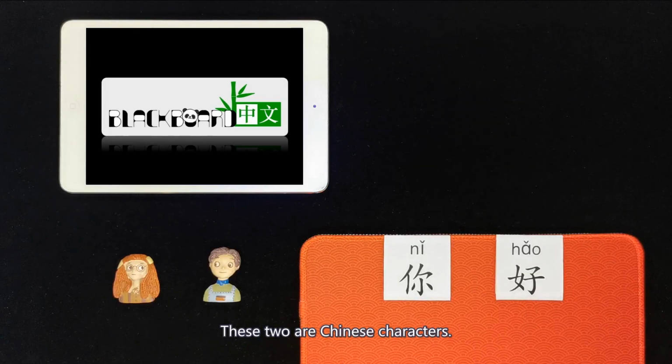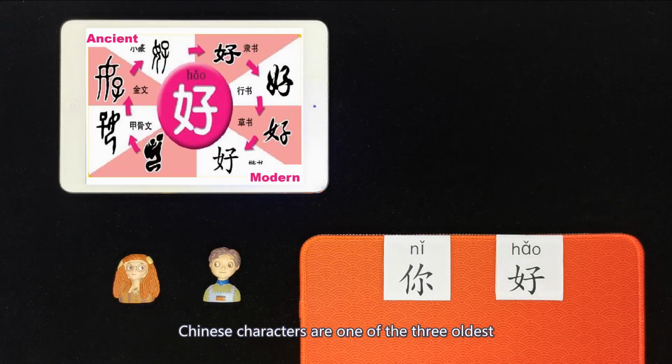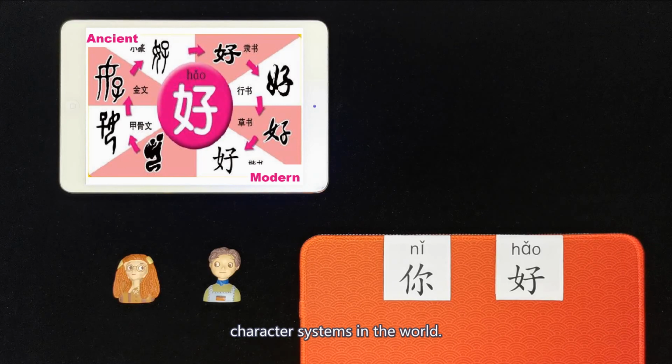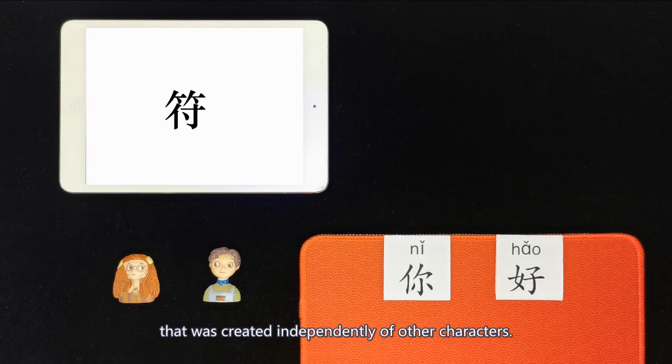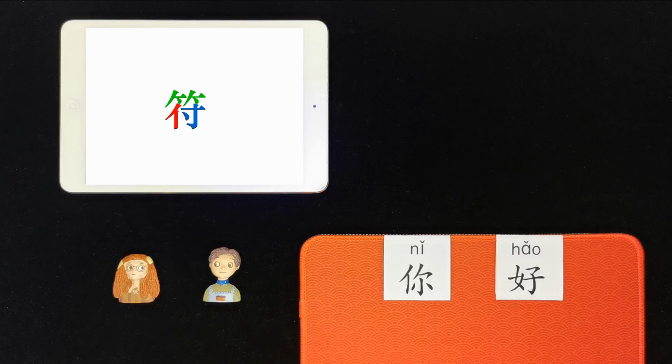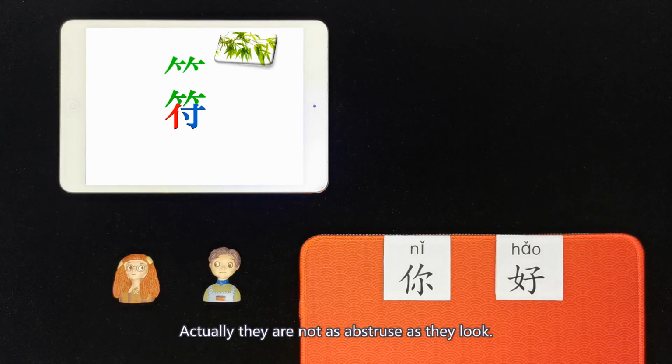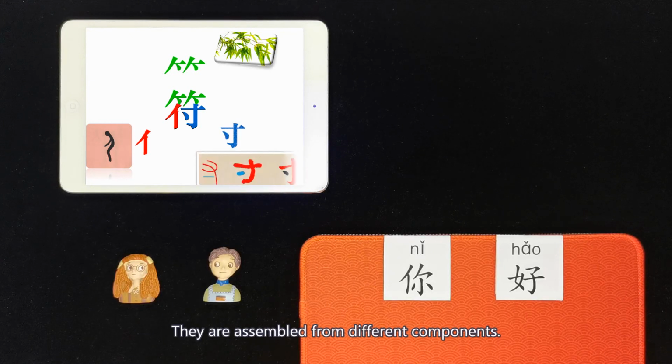These two are Chinese characters. Chinese characters are one of the 3 oldest character systems in the world, and it's the only character system still in use that was created independently of other characters. Actually, they're not so obtuse as they look. They are assembled from different components.